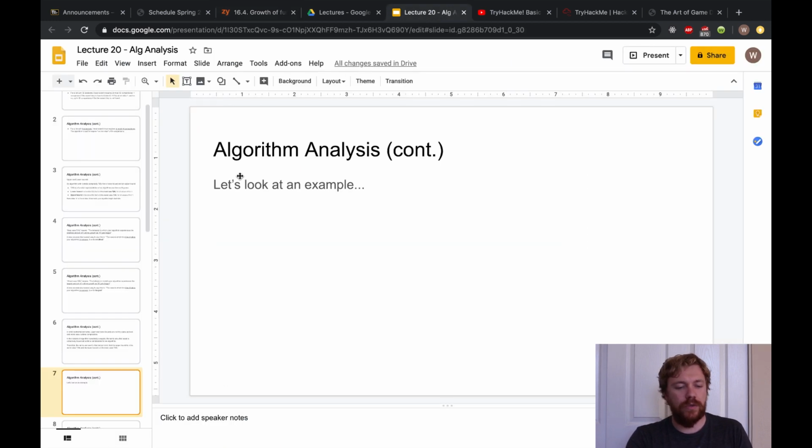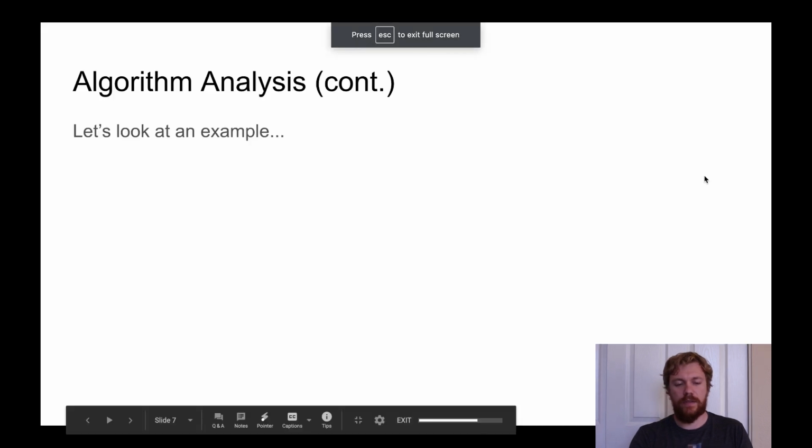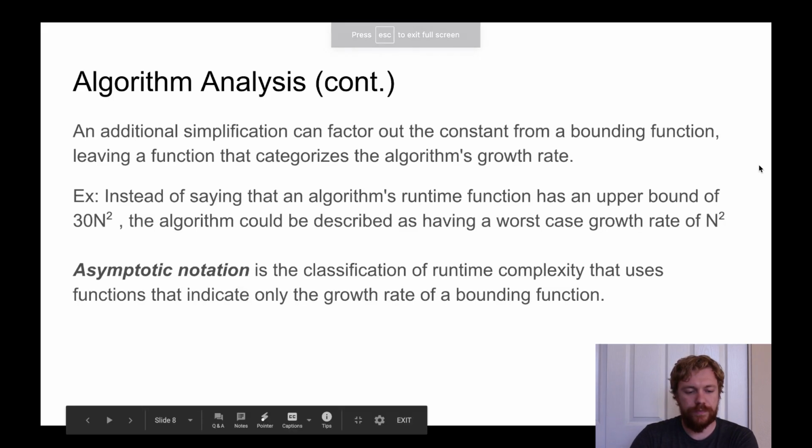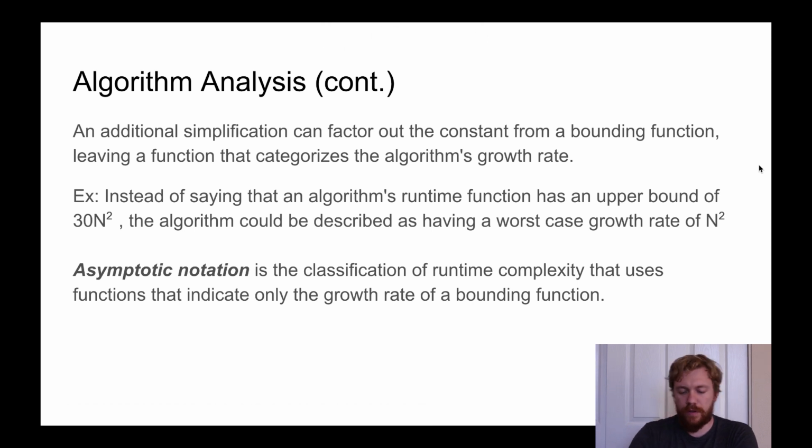So going back to the slides, an additional simplification can factor out the constant from a bounding function, leaving a function that categorizes the algorithm's growth rate. So, for example, instead of saying that the algorithm's runtime function has an upper bound of 30n squared, the algorithm could be described as having a worst-case growth rate of n squared.